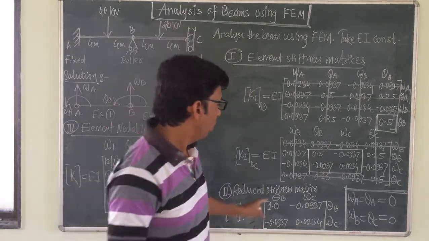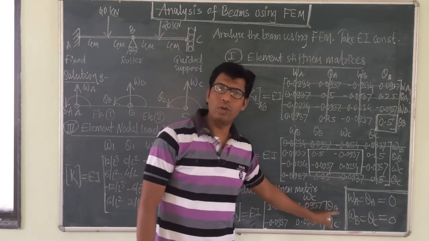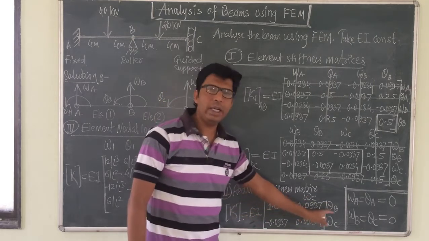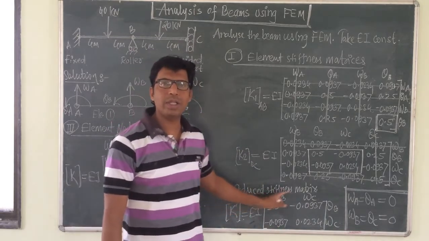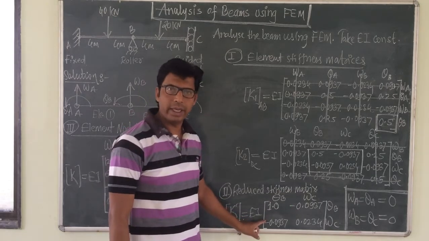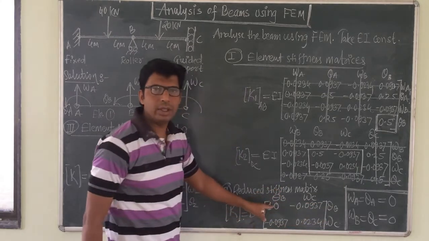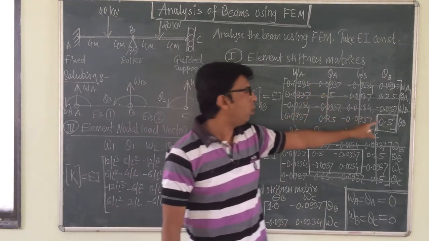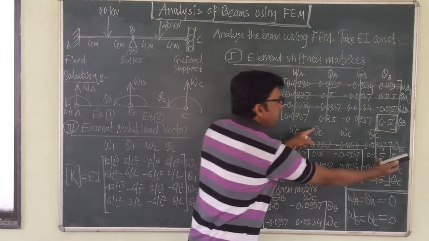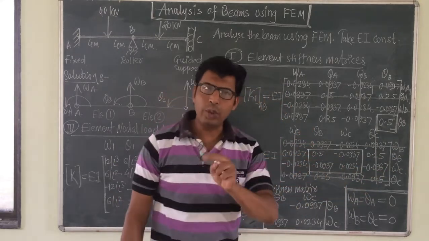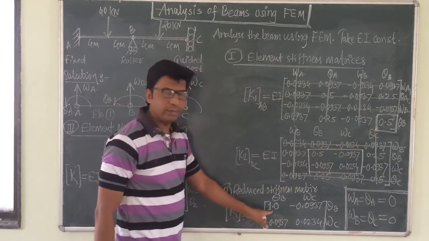Final unknowns are now theta B and WC. Theta B and WC are our final unknowns. So only elements corresponding to these two displacements we have to write down. So reduced stiffness matrix, step number 2. Reduced stiffness matrix K is equal to EI outside. Now theta B and theta B. If you refer to the first stiffness matrix, there is only one element, theta B, 0.5, and in the second stiffness matrix theta B 0.5. So there are two elements corresponding to theta B. 0.5 plus 0.5, answer is 1.